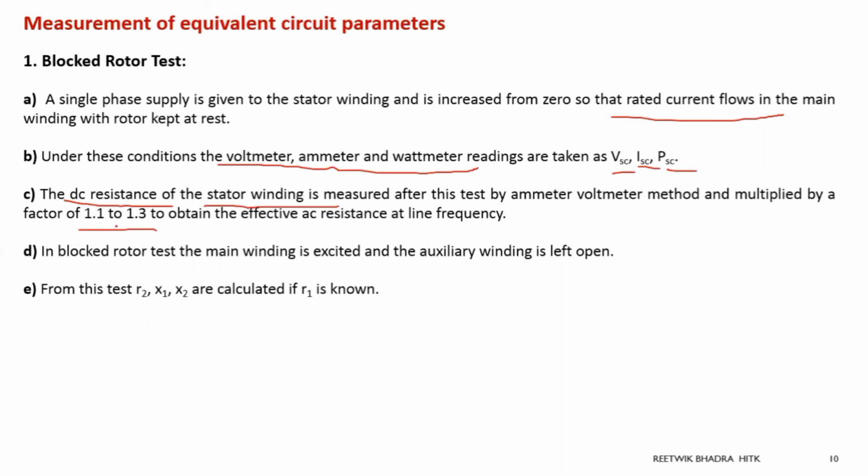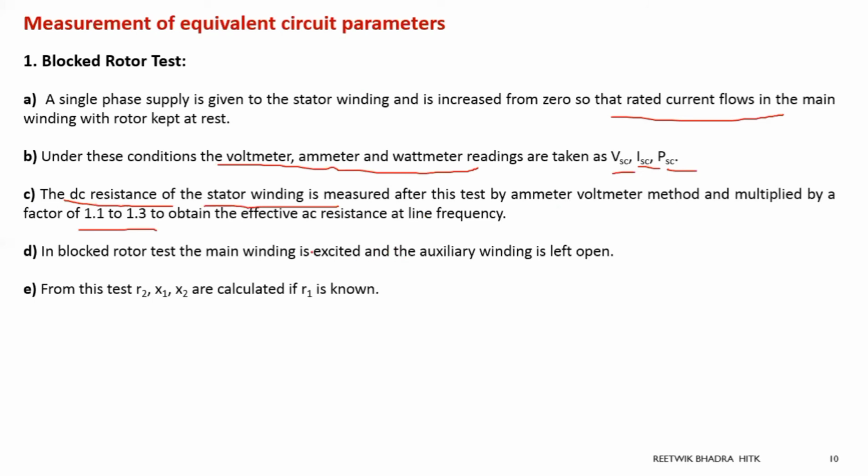And how can you calculate your DC resistance? You can use the voltmeter-ammeter method. You supply the voltage, measure the current, and divide the voltage by the current, and you will get your DC resistance value. If you are supplying DC, there will be no effect of inductance, so you are getting the resistance alone. That's why the ammeter-voltmeter method is used for finding out your DC resistance.